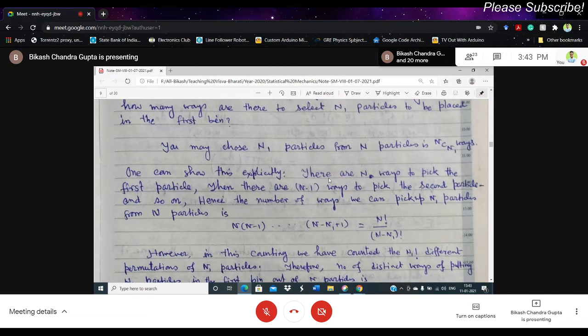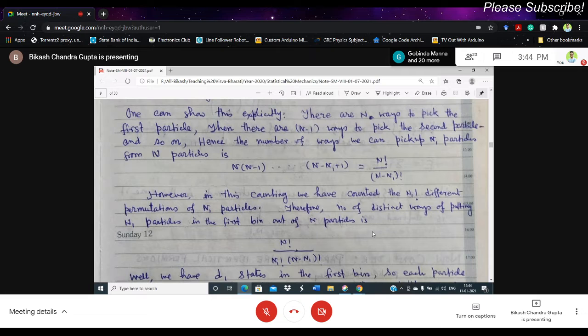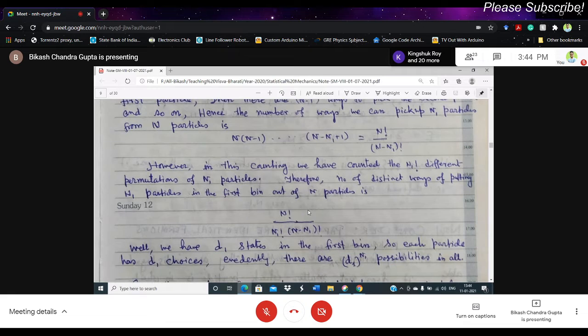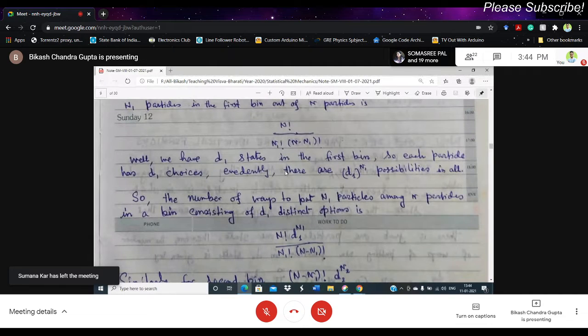One can show this explicitly, of course. There are N ways to pick up the first particle, then N minus 1 ways to pick the second particle, and so on. Hence, the number of ways one can pick up N1 particles is this. However, in this counting, we have counted N1 factorial different permutations of N1 particles. Therefore, the number of distinct ways is N factorial over N1 factorial times (N minus N1) factorial. So this is the number of ways you can choose N1 particles out of N particles, that is, N choose N1.